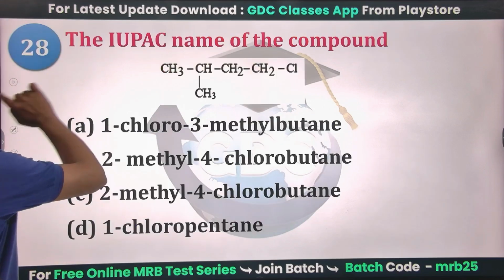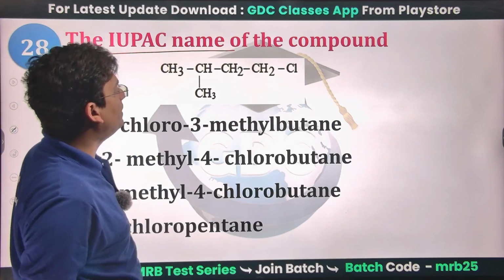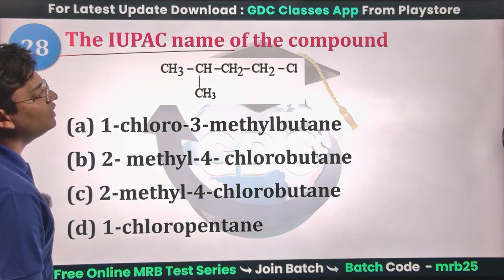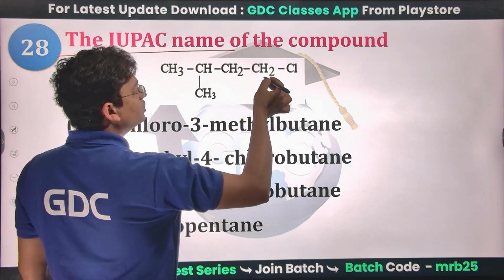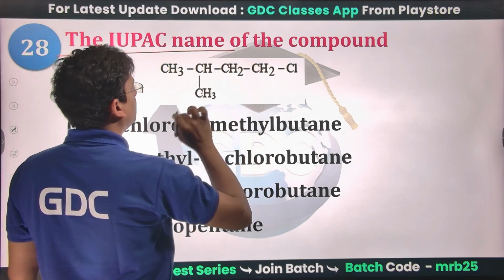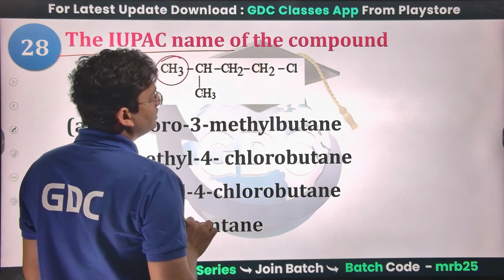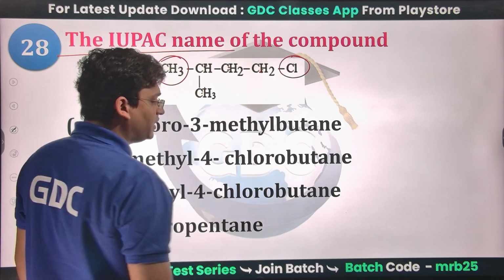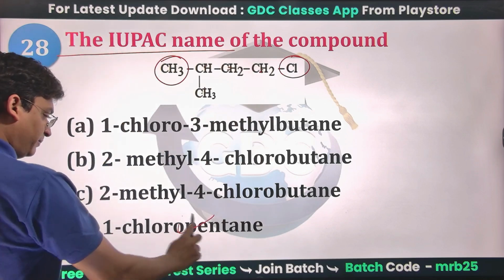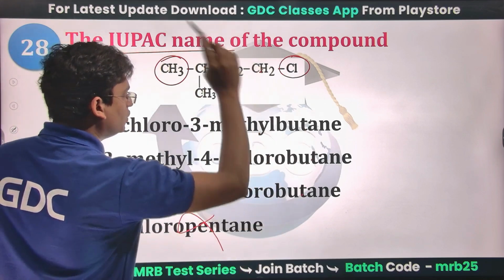Okay. The IUPAC name of the compound. It's a normal compound nomenclature. Look, just a carbon compound. So we have carbon, carbon, carbon, and methyl. So we have one substitution present here, and chlorine present here. So we basically have 1, 2, 3, 4. So a 4-member chain, that is butane. Pentane is wrong. Butane, all right.